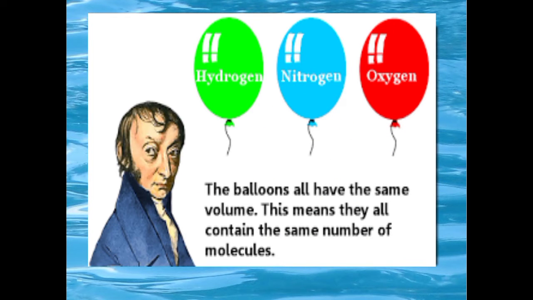So, for example, if we take different gases, hydrogen, nitrogen and oxygen, you can see all these gases have the same volume. So, if they have the same volume, the number of moles in hydrogen, nitrogen and oxygen will be the same. This is Avogadro's law. This law was proposed by the scientist, he is very famous, his name is Avogadro.